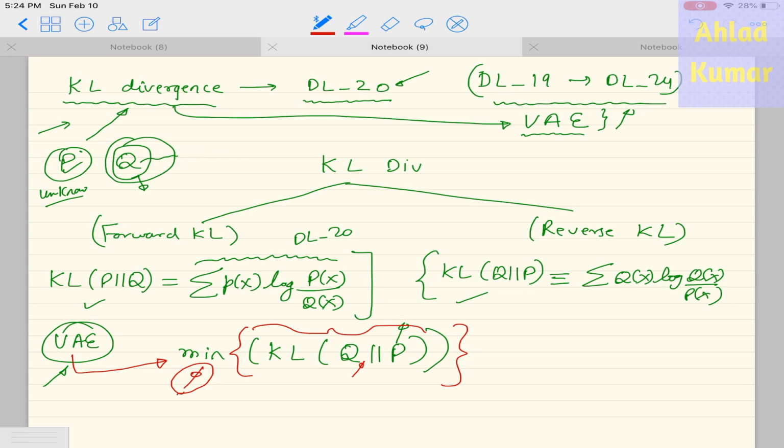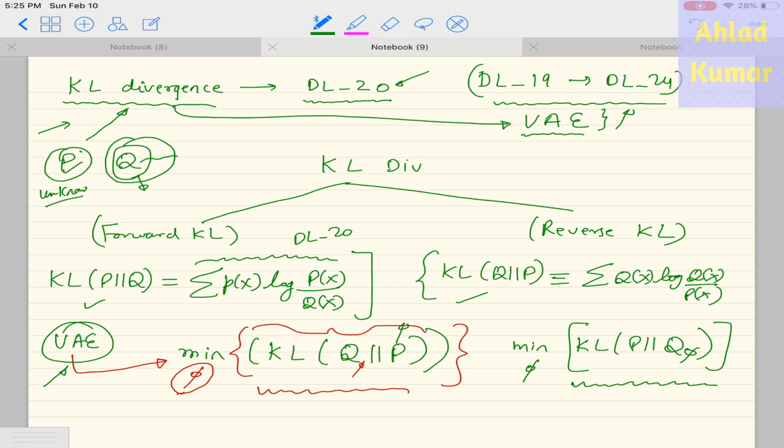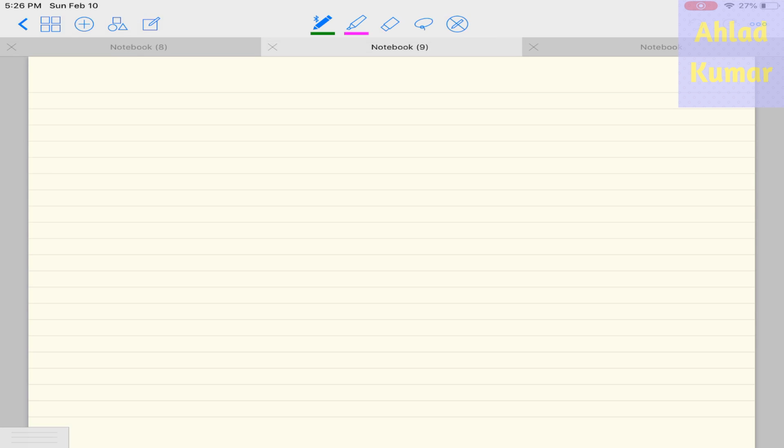So the question is, why are we using this form only? Why not the other way around? That is, why not minimization of KL of P with respect to Q? So this is the question. Why are we not using this? So let's see what information we can achieve from these two divergences. Let's discuss the forward KL first.